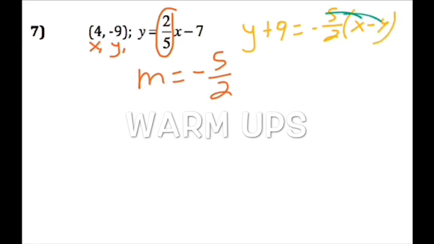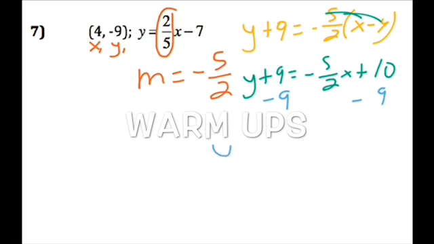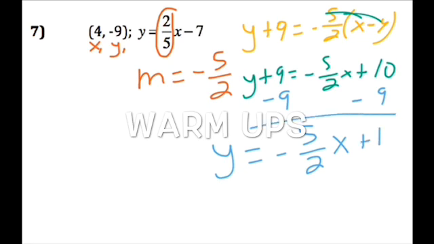Now we want to distribute that negative 5/2 through. So y plus 9 equals negative 5/2 x plus 10. Now we're going to subtract 9 from both sides. So y equals negative 5/2 x plus 1.